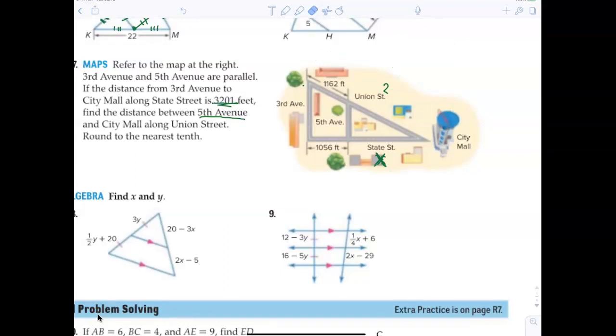So 3201 should have been this guy right here. 3201. So State Street now. Somebody help me with that. 2145. All right, so now, please, you guys set up the proportion, cross multiply, divide, and tell me how far it is from Union Street to City Mall. Tell me what that is. Somebody?